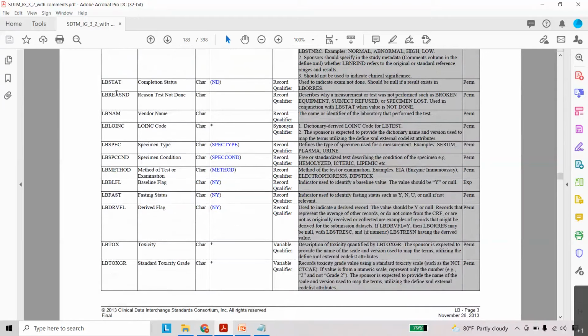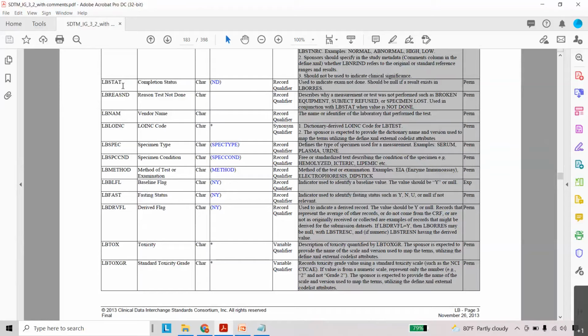Next one is the status, LBSTAT. This is a very important variable, but some studies may not contain it. It helps to check whether a particular test analysis is completed or not. So it is the completion status, used to indicate whether the examination is done or not. And if it is not done, you can see the value as NOT DONE.